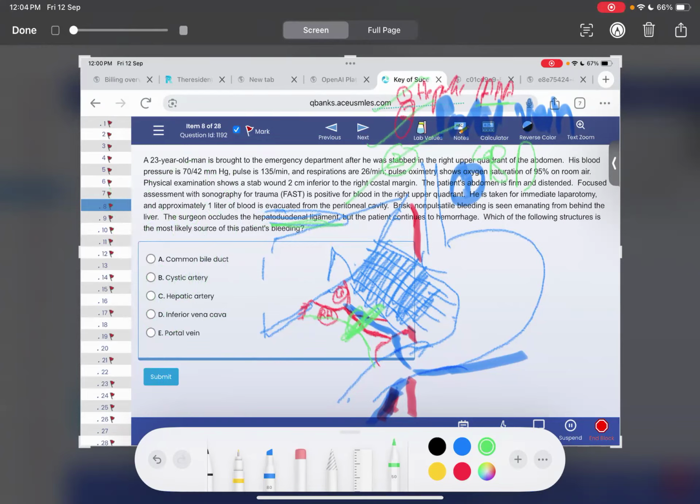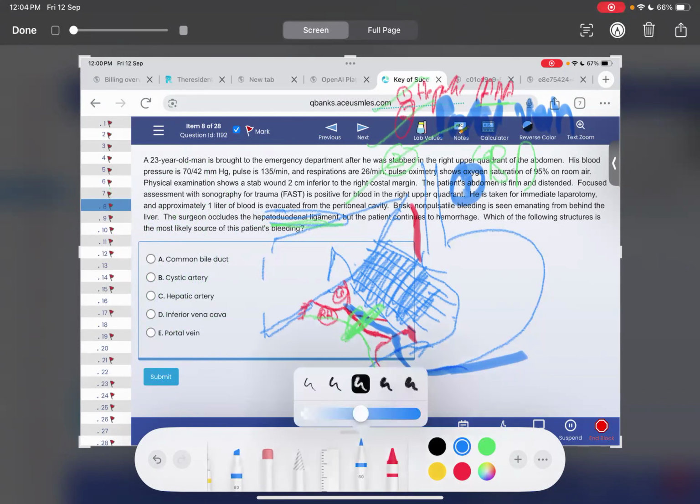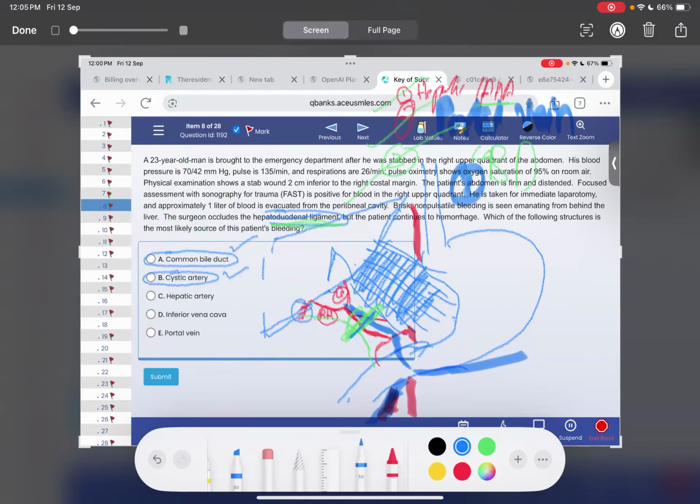Now let's come to the MCQs they are talking about. Whenever I block this hepatoduodenal ligament, do I block the common bile duct? The hepatic artery, that is blocked. The cystic artery over here, is it blocked or not due to this? Yes, that is blocked. Hepatic artery blocked.